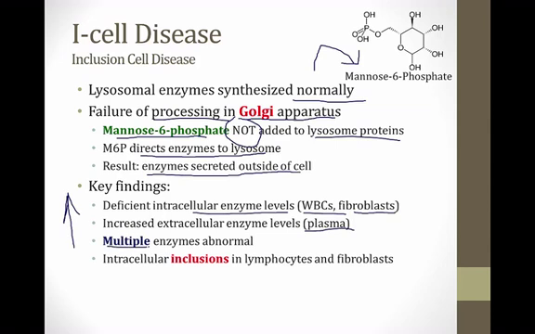In addition, multiple enzymes are abnormal. This makes I-cell disease different from the other storage diseases we've been talking about, where it's a single enzyme that represents the problem. And then finally, in I-cell disease, intracellular inclusions are seen in white cells and fibroblasts, and that's why it's called inclusion cell disease.